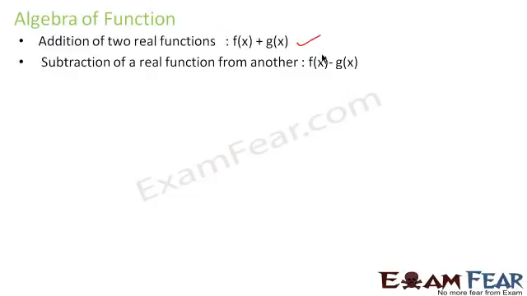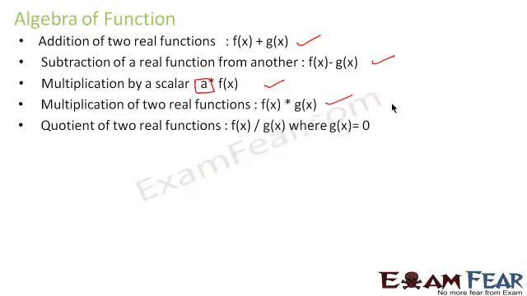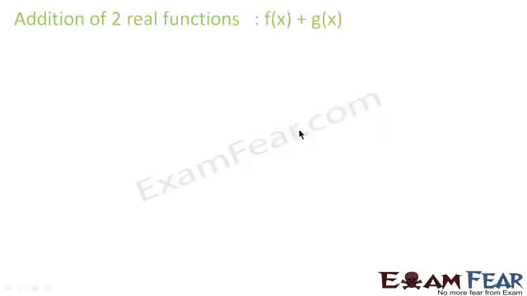Now let's discuss the algebra of functions. We can add two real functions. We can subtract two real functions. We can multiply a function by a scalar. We can multiply two real functions. We can divide two real functions, where we have to make sure that g(x) is not 0, because if it's 0, f(x) by g(x) becomes infinite.